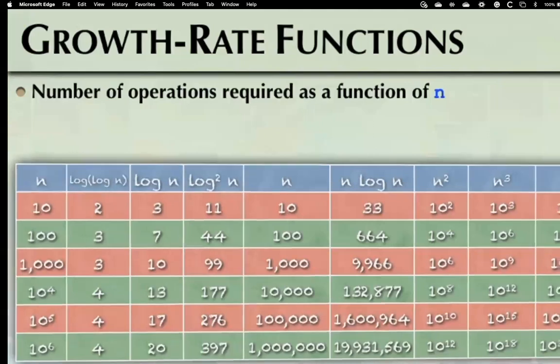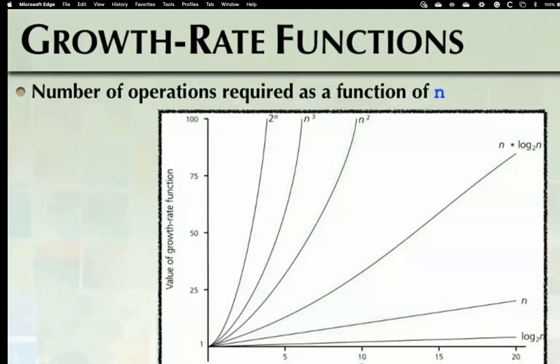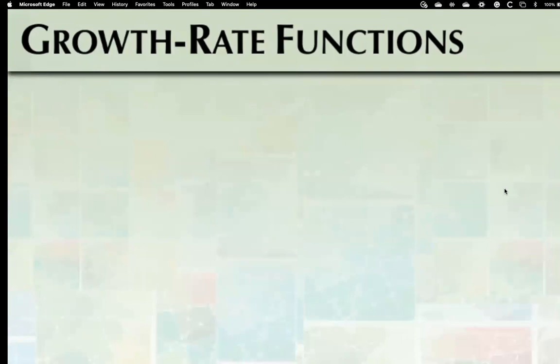Here's a graph that shows the same information. It's easy to see visually how rapidly algorithms with a growth rate of 2 to the n can increase in time. It doesn't even show the n factorial. That would have been even steeper than what they showed, just to keep that in mind.